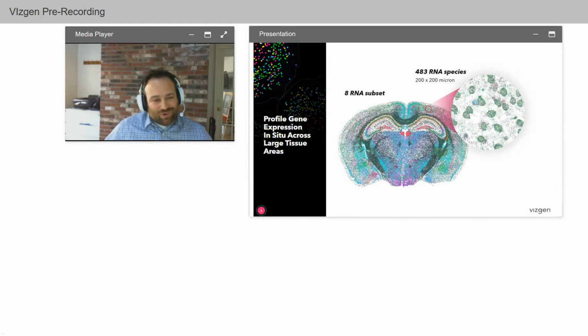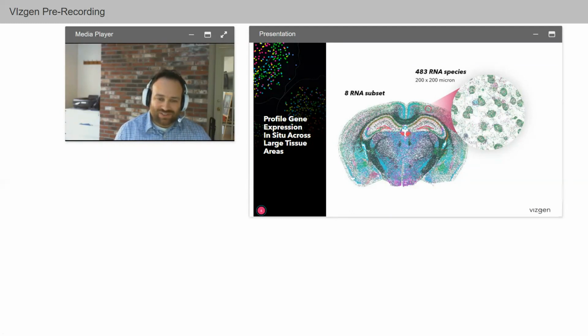And so if we take a look at what that data starts to look like, this is an example data set of a mouse brain. Here we're showing 8 RNA subsets. So we've highlighted 8 genes and looked at the transcripts from all 8 of these genes. And what you can start to see across the tissue section is different regions of the tissue lighting up with different RNA transcripts. And so what this allows you to do is look at these areas of the tissue, look at how they're interacting, what cells potentially are in those areas.